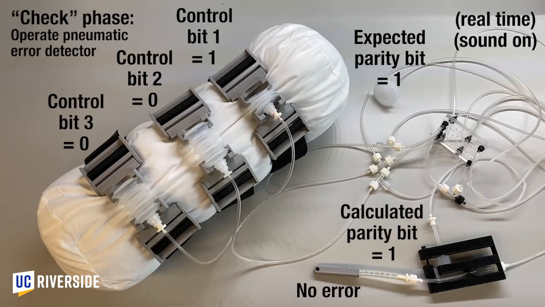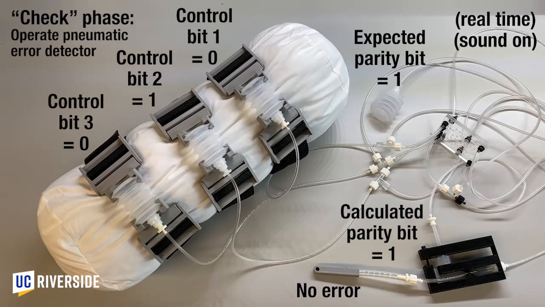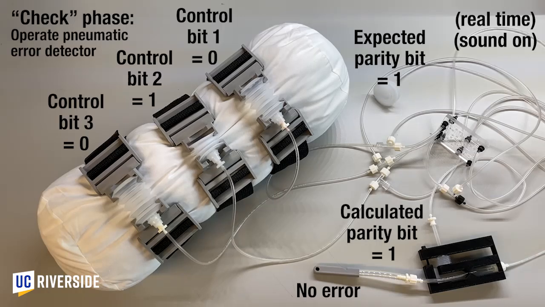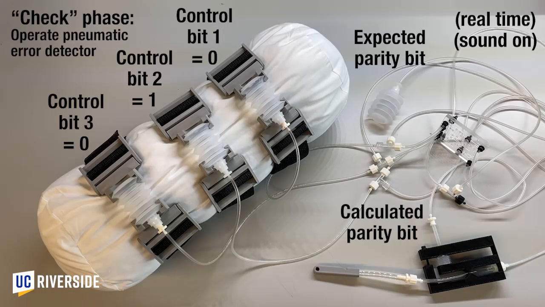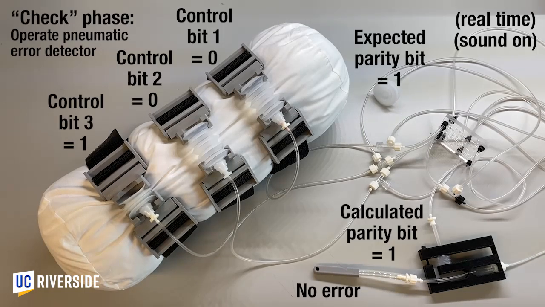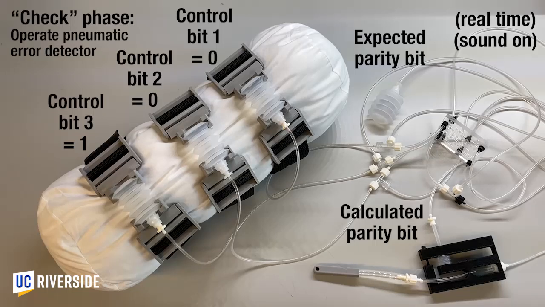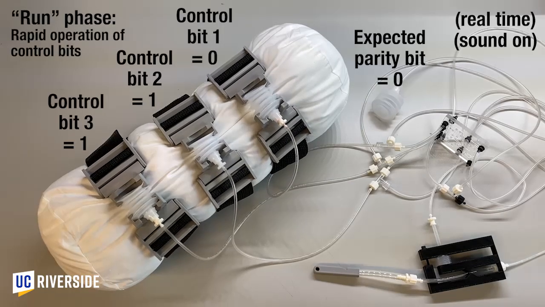After a while, the system enters the check phase, shown here. The controller applies vacuum to each of the control bits one at a time, and the pneumatic error detector compares the expected and calculated parity bits after each step. The device then resumes rapid operation in the run phase.